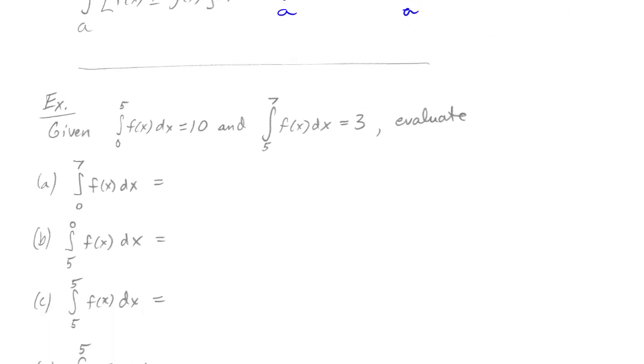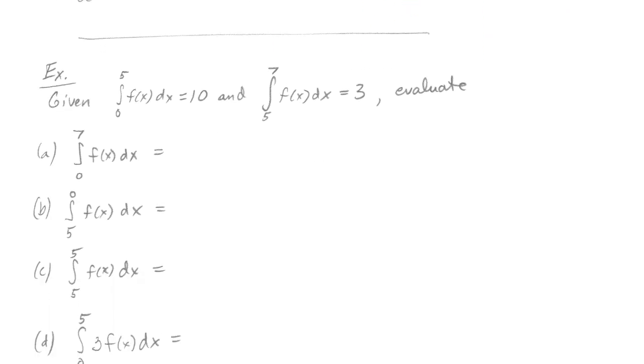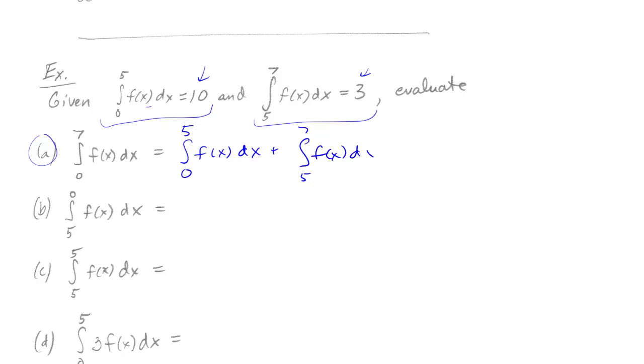All right, let's see this in an example. Let's say we're given, and we don't know why, that integrating from 0 to 5 of some f of x dx gives you 10, and integrating from 5 to 7 of the same f of x gives you 3. Could we get the integral from 0 to 7? Yes, because the integral from 0 to 7 would be the integral from 0 to 5 of f of x dx plus the integral from 5 to 7 of f of x dx, which would be 10 as given plus 3 as given, so it would be 13.